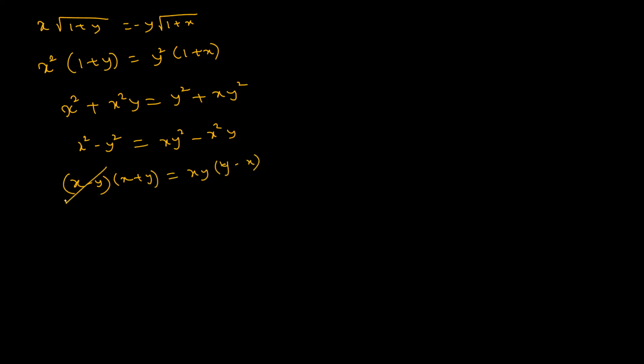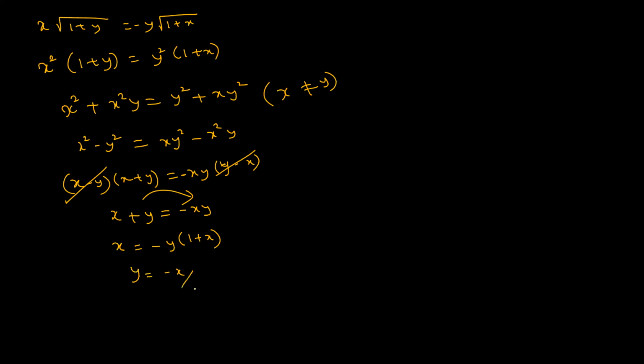So x minus y and y minus x can get cancelled in this problem because x is not equal to y. Had they been equal, you should not cancel. But how many times will they get cancelled? They will cancel minus 1 times. So you will have x plus y is equal to minus x y. So how can I write it? x is equal to minus y into (1 plus x). This will go to the other side. Am I right? Okay. So y will be equal to minus x by 1 plus x.